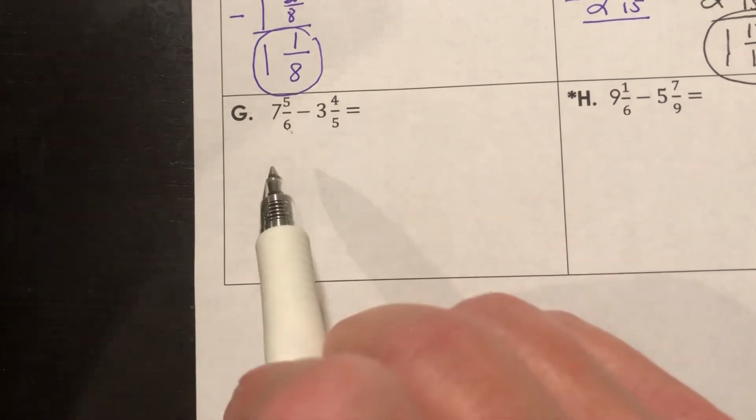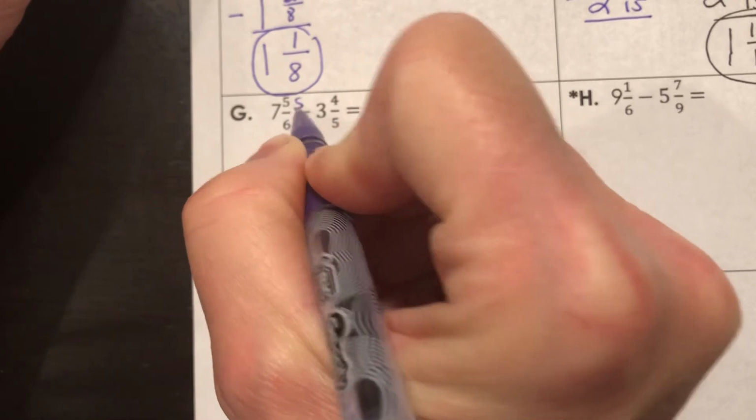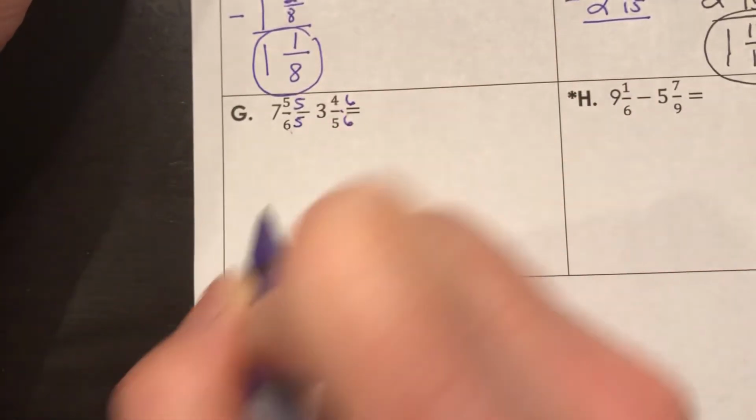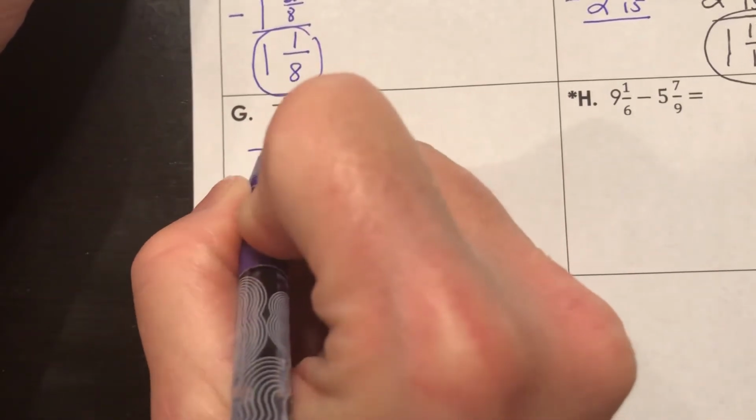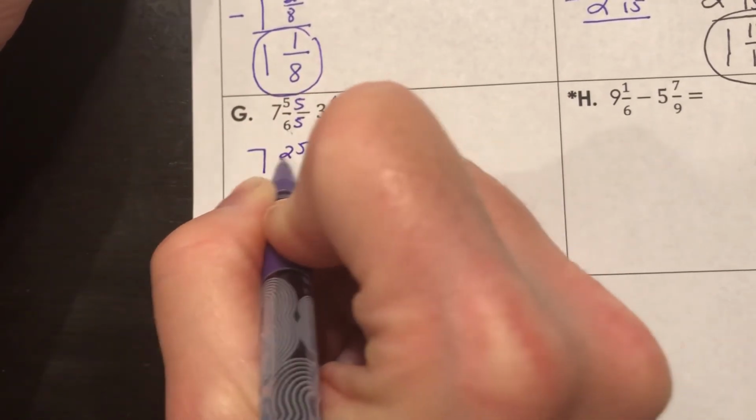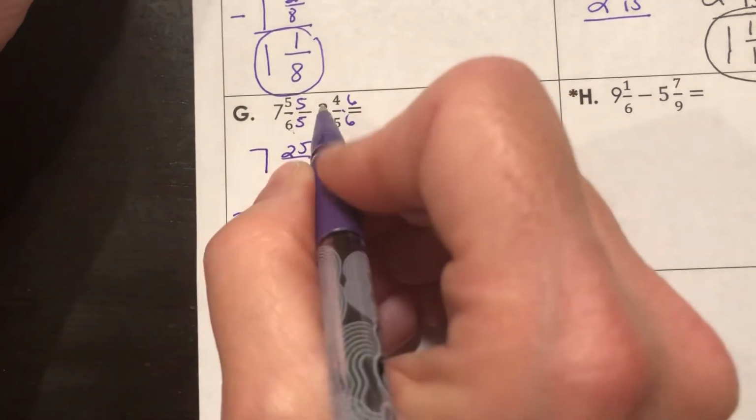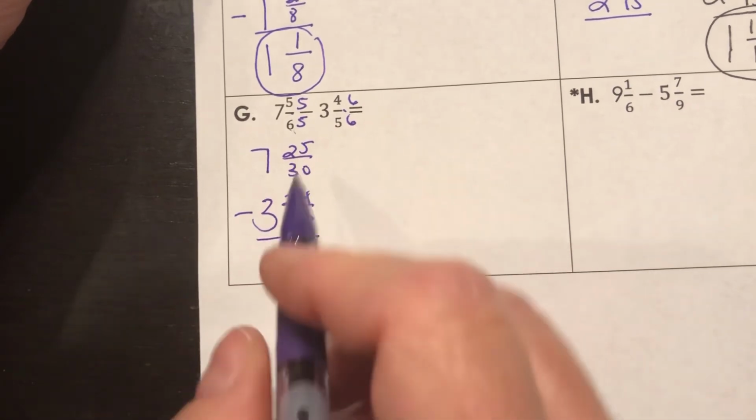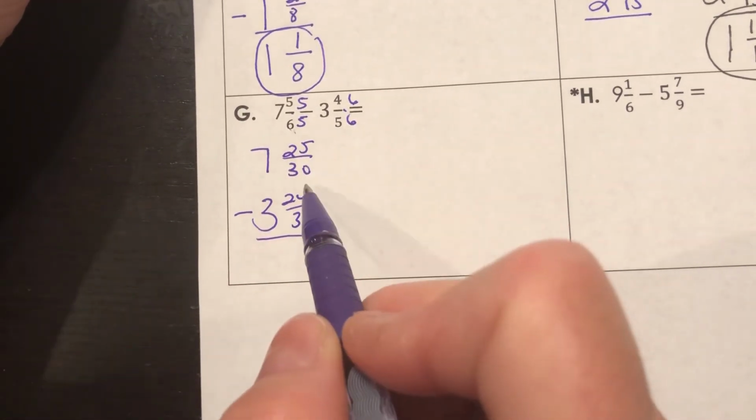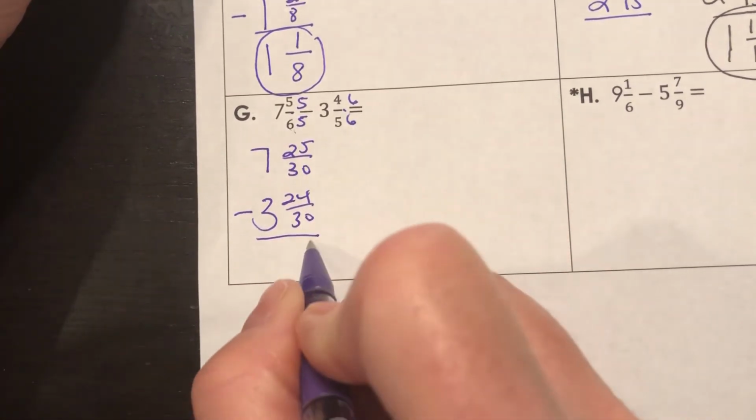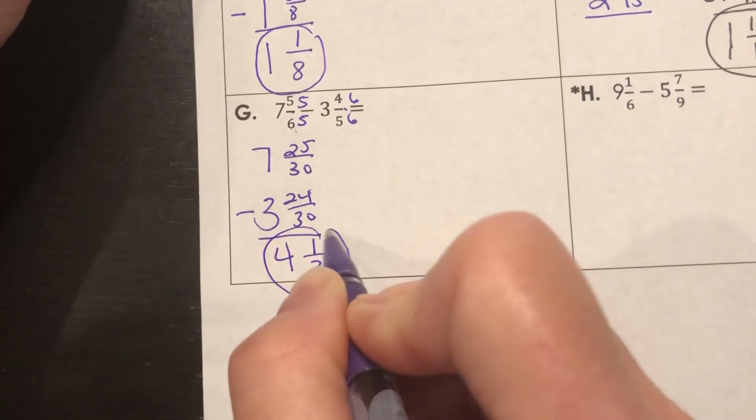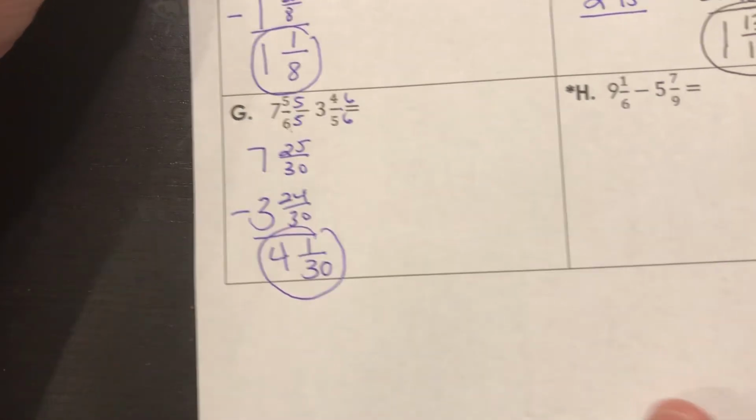It is the product of those two denominators. So that means I can go ahead and multiply 5/6 by 5/5, and I can multiply 4/5 by 6/6. So my new problem would be 7 and 5 times 5 is 25/30 minus 3 and 24/30. We just made it. I can do 25 minus 24. It's 1. My denominator stays, and 7 minus 3 is 4. So 4 and 1/30.